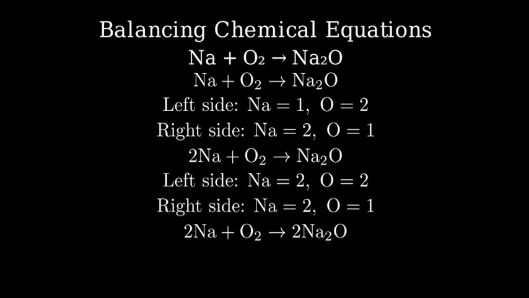However, this also doubles the number of sodium atoms on the right side. To compensate for the increased sodium on the right, we need to double the sodium on the left as well. This gives us our final balanced equation. 4 Na plus O2 yields 2 Na₂O.